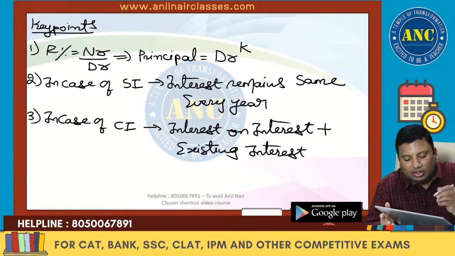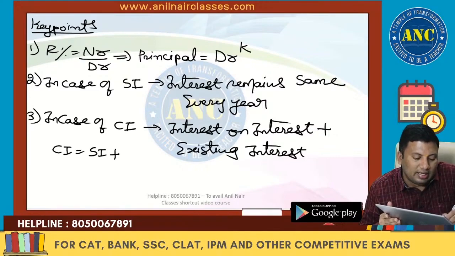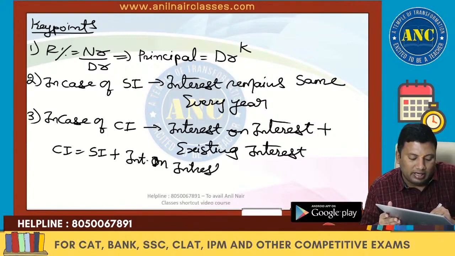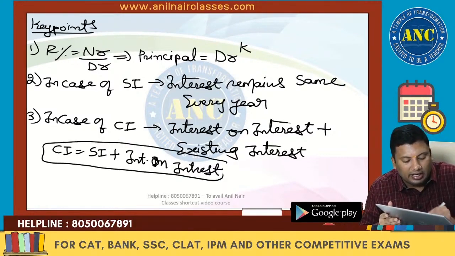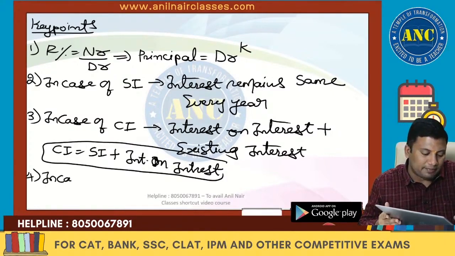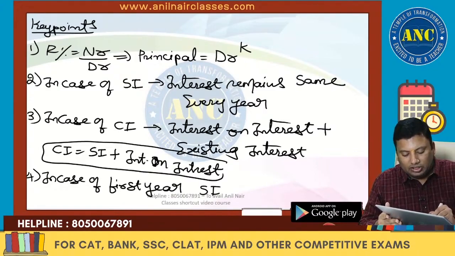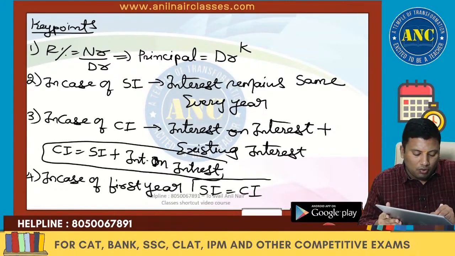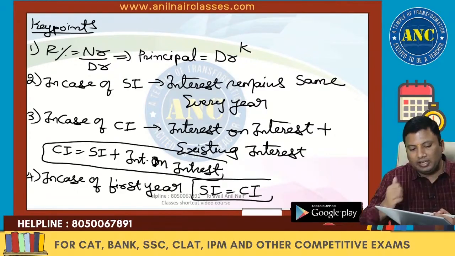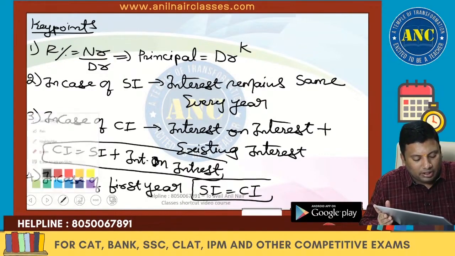Compound interest is nothing but SI plus something. What is that something? It is nothing but interest on interest. Banking is nothing but compound interest. Fourth key point: in case of first year, simple interest is equivalent to compound interest. Only in the first year, simple interest and compound interest are equal. Make a note of these 4 important key points.